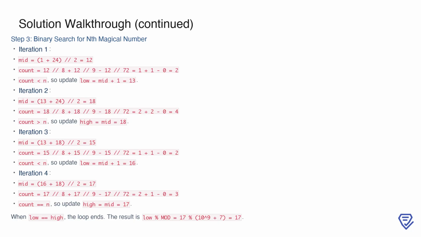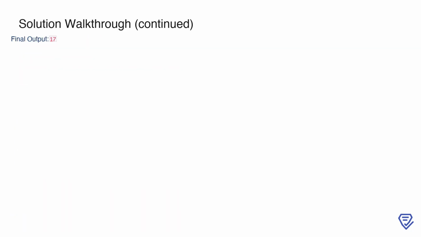When the low and high bounds converge at 17, the search ends. The result, modulo 10 to the power of 9 plus 7, is 17. Thus, the final output for this example is 17.